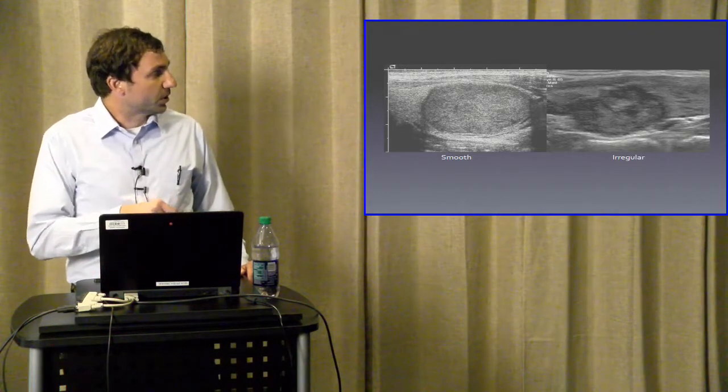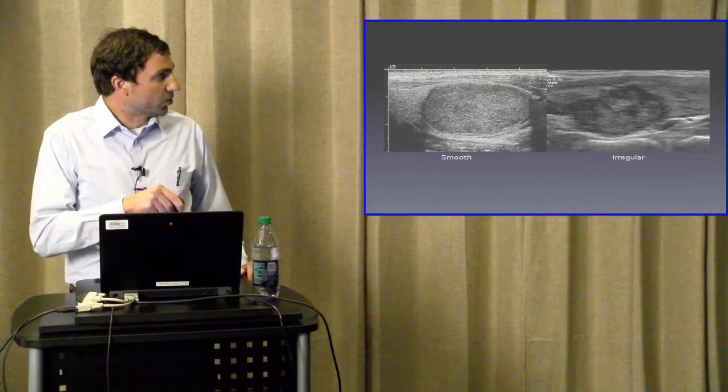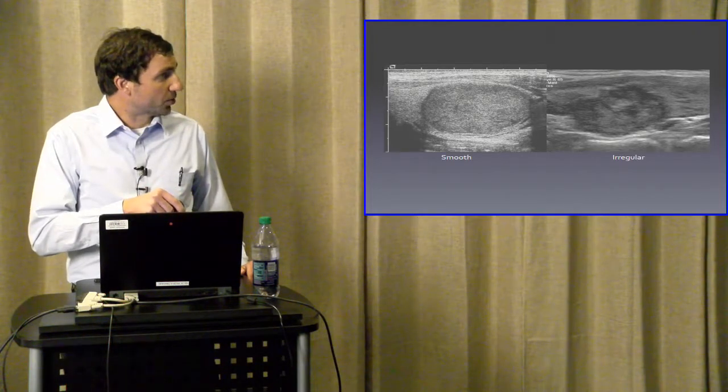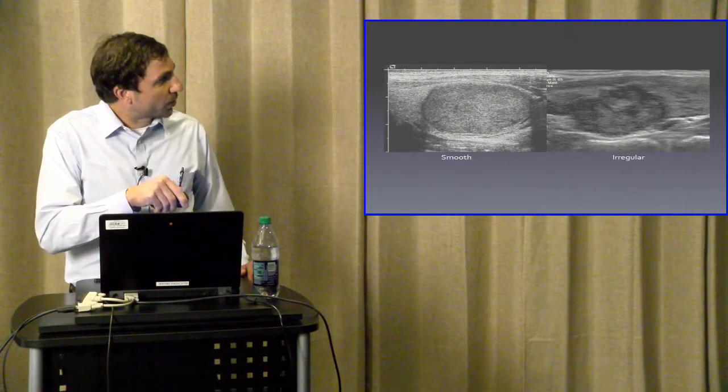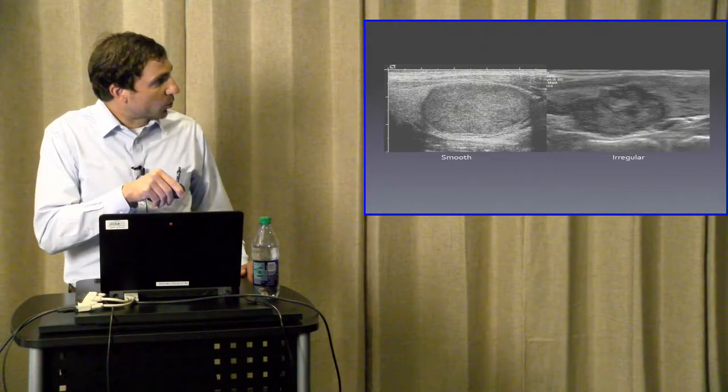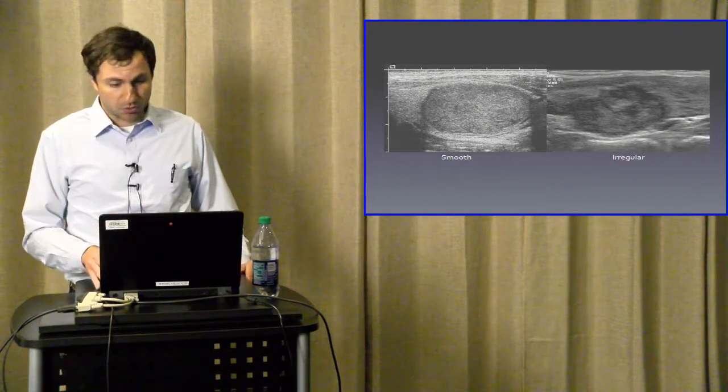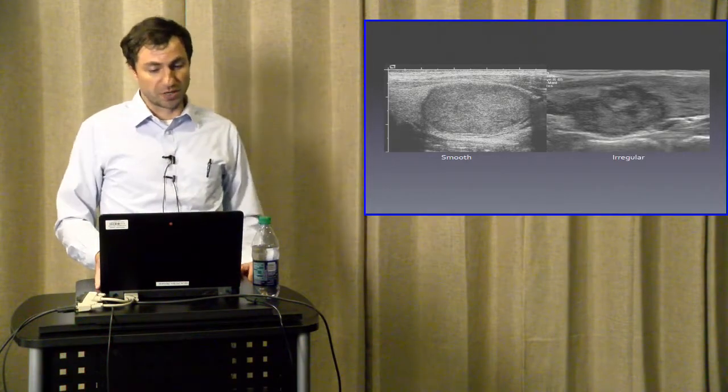So on the left is a smooth nodule. Again, you can draw a line all the way around that nodule. The borders are smooth throughout. The one on the right has some lobulated and more angulated contours there, so that one will be classified as irregular.